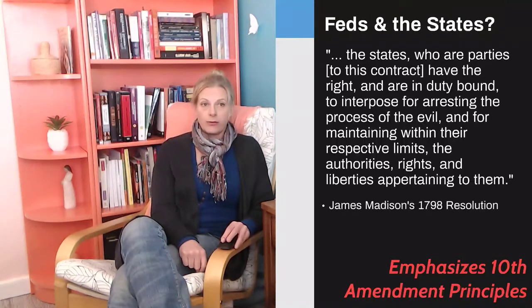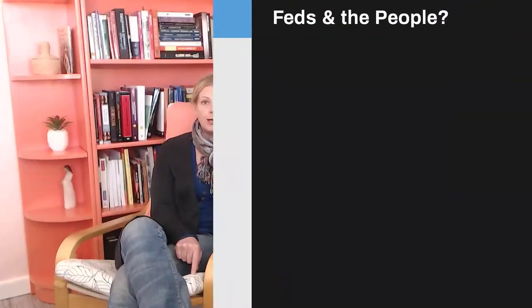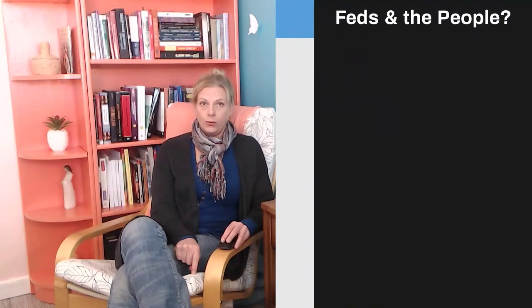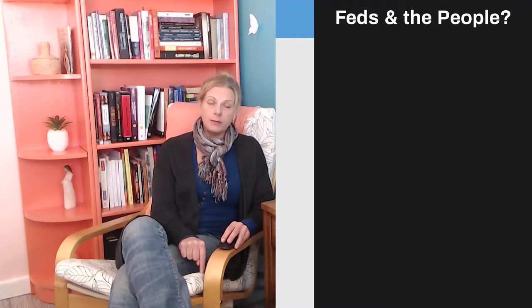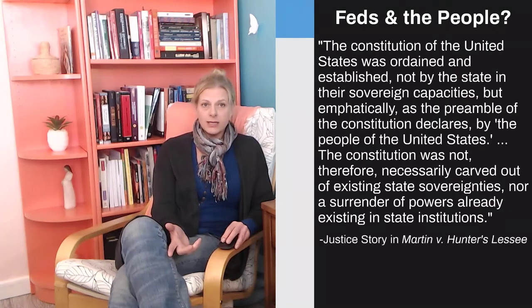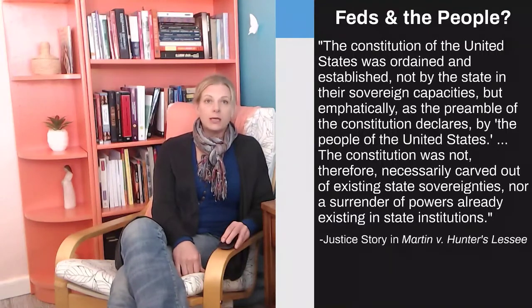with the federal government. But we also see folks who would argue that this agreement is actually between the federal government and the people directly. An example of this here is Justice Story in his Martin versus Hunter's Lessee opinion. And he says, the Constitution of the United States was ordained and established not by the state in their sovereign capacities, but emphatically, as the preamble of the Constitution declares, by the people of the United States.